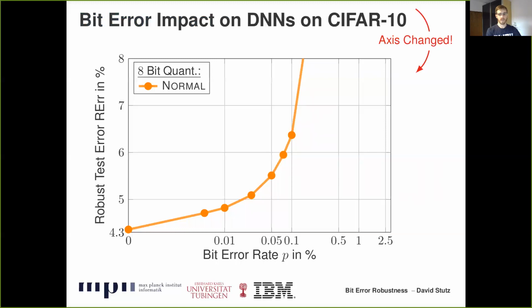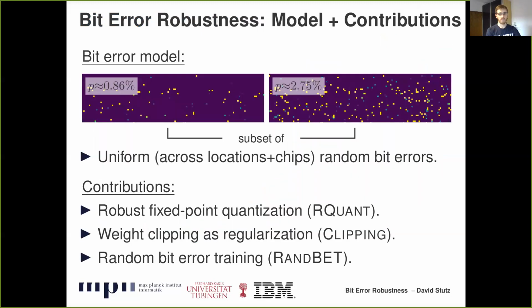Unfortunately, this results in a significant drop in accuracy. In this plot, we show the robust test error for a specific bit error rate. The robust test error here is the test error computed after injecting bit errors in the weights. Note the change in axes. We now have on the x-axis the bit error rate in log scale, and on the y-axis the robust test error. Note that the robust test error increases very quickly, even for very small bit error rates, for this 8-bit quantized, normally trained model on CIFAR10.